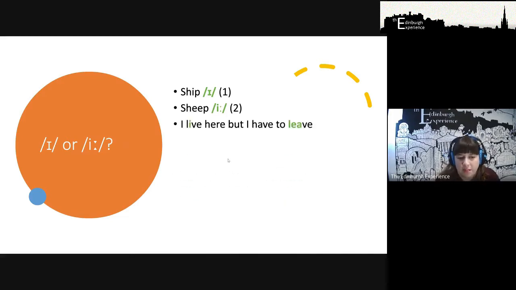Okay, so let's look at some examples, right? I live, number 1, I live here, but I have to leave. Try saying that to yourselves, guys. I live here, but I have to leave. Make sure you're making a long sound. Leave. Remember there you need to smile. Leave.